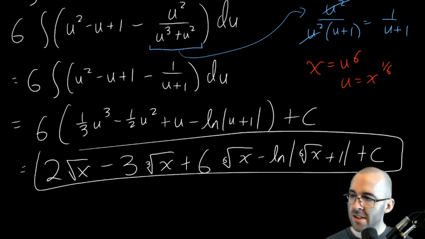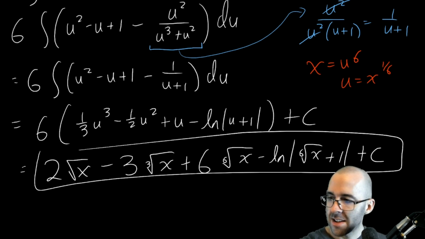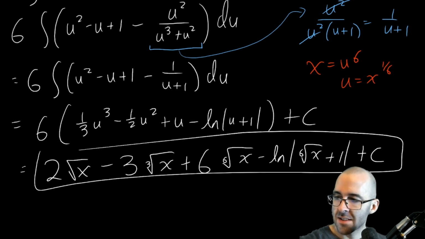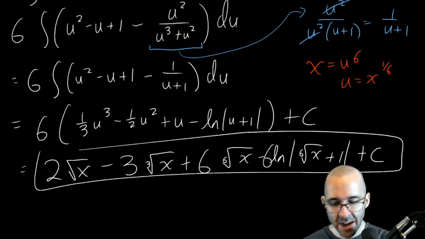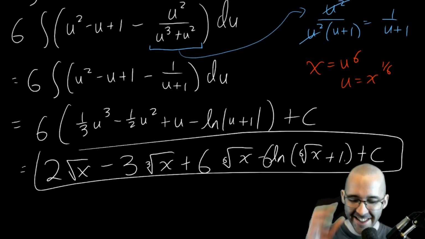I checked my answer with the back of the book for 229, and they say 6x to the 1/6. Oh, we got that. Minus 3x to the 1/3. We got that. Plus 2 root x minus 6 natural log, and we don't need the absolute value because we know it's all positive. Yep. Perfect. Zero mistakes.